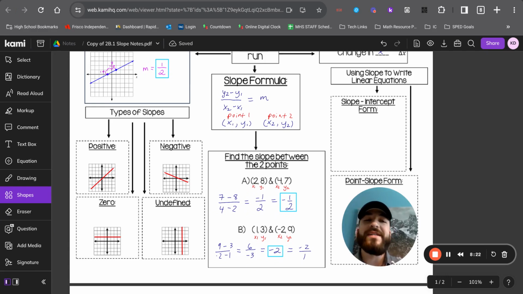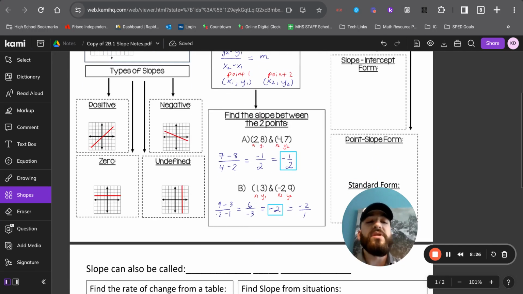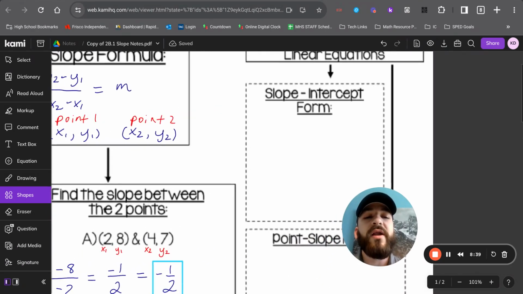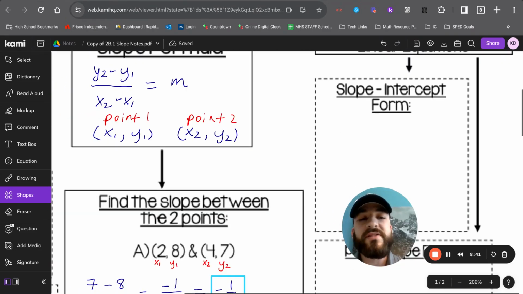And then the last thing we want to talk about on this front page is how we can identify and see slope in our different equations. We're not going to really write equations yet. We're going to get to that a little bit later, but we do want to start being able to identify slope in our different linear equations. And there's one that should be familiar, what we call our slope-intercept form.